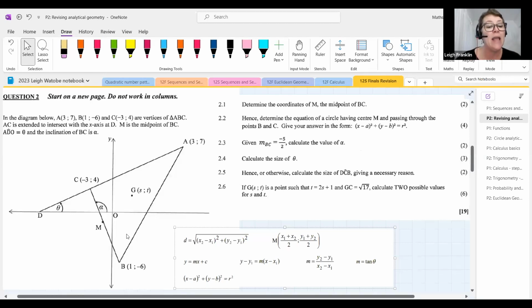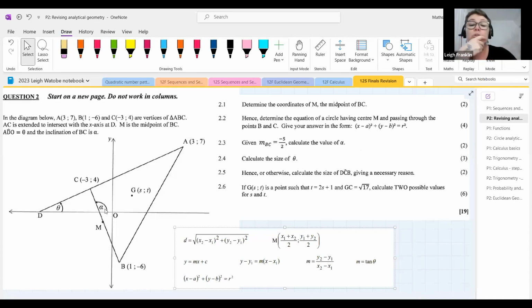And then angle ADO is theta. So we can see theta over there for ourselves as well, ADO. And the inclination of BC is angle alpha. All right, so there are 2 angles on the diagram as well. The first couple of questions are quite simple, and then it builds to a nice difficult question, question 2.6, which we're going to have a look at in due course.